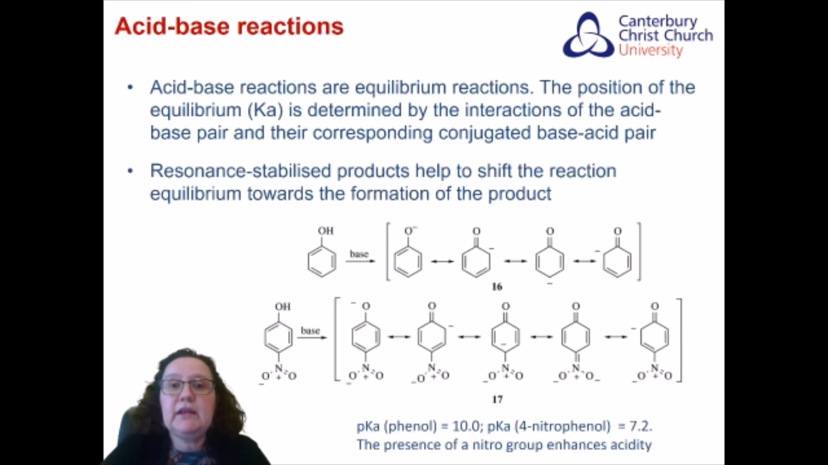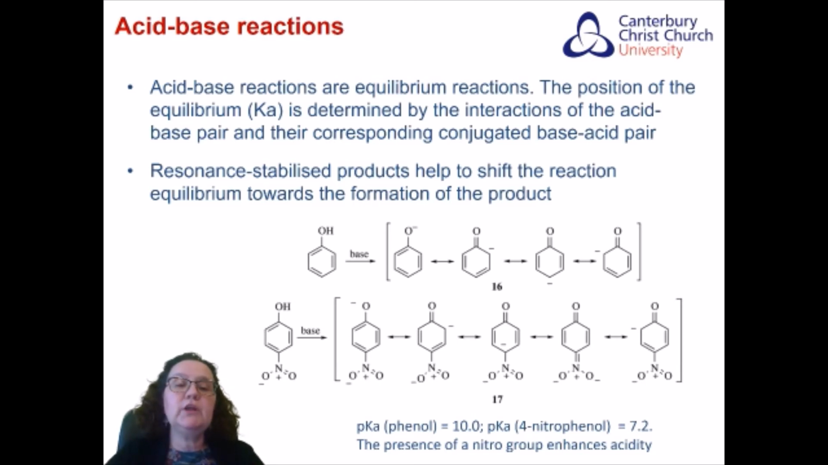Acid-base reactions are equilibrium reactions, and the position of the equilibrium is determined by the acidity constant. And the acidity constant is determined by the interaction of the acid-base pair and the corresponding conjugated acid-base pair, and how stable the products are with respect to the reagent. So when you have something in the structure of your product that stabilizes that product, that shifts the equilibrium towards the formation of the product.